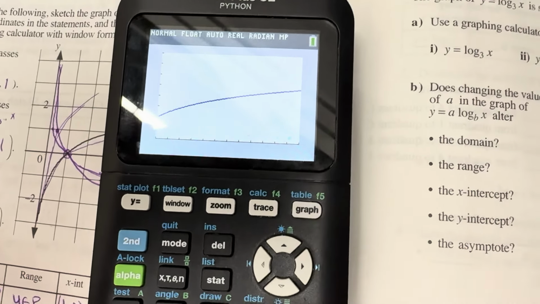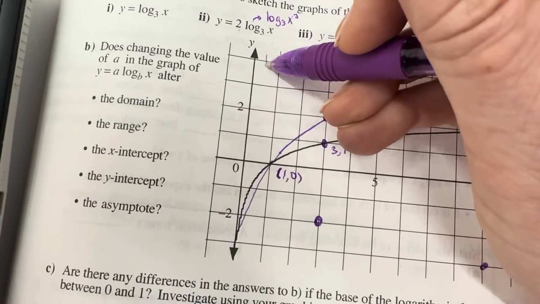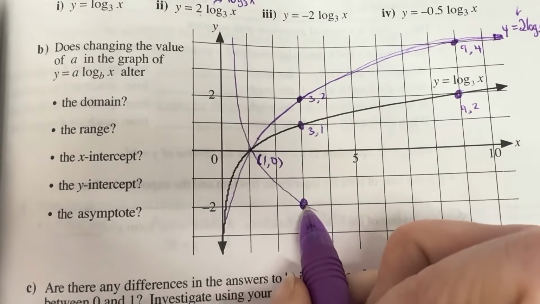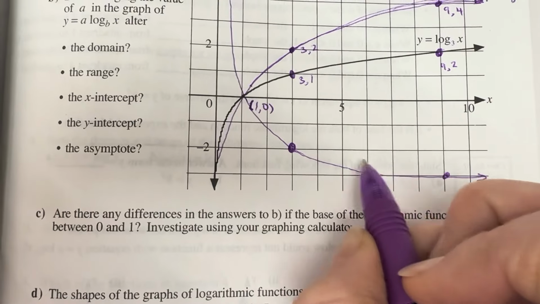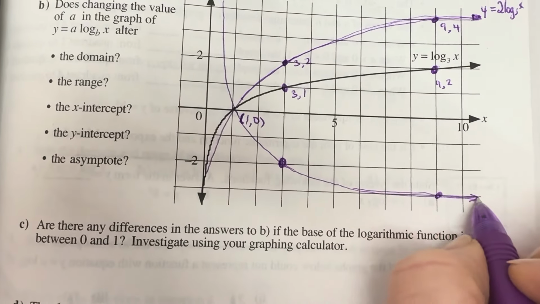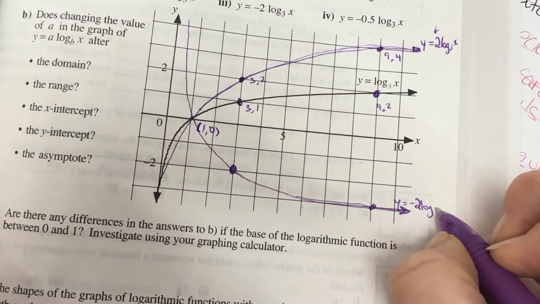Okay, whatever. It's going to be opposite here. So it's still going to go through here, okay, and we're going to draw this the best we can. Okay, see, and this part right here shouldn't go down, right? It's not like it's going down and up. This should go like that. Okay, so that's the y is equal to negative 2 log 3x.